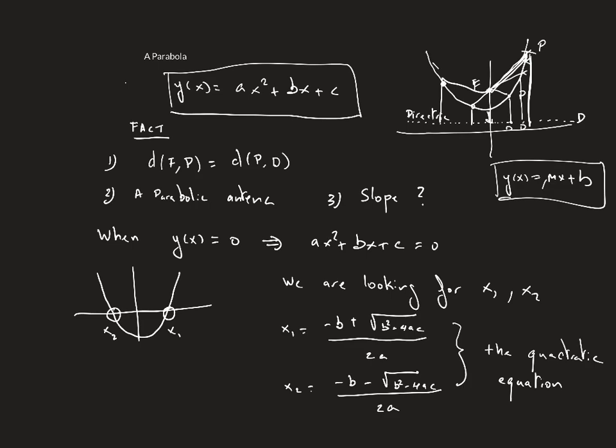The geometrical place of all points for which the distance from F to P is equal to the distance from P to the line D is a parabola.